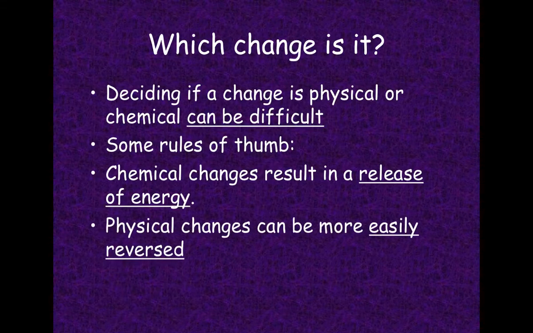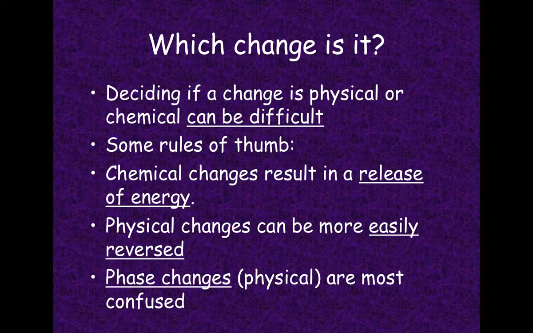Physical changes, as I've been saying, are more easily reversed. Now, like I also have said, that's not 100%, but that's also a good way to think of it. Now, the type of change that tends to get people mixed up is phase changes. All phase changes, so going from a solid to a liquid or a liquid to a gas or in any direction thereof, those are all physical changes. And those are the ones that get most confused. Students tend to think of those as chemical changes, and they're not.